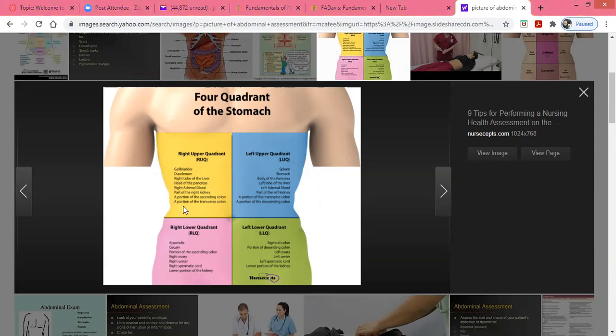Just to say, if you have a patient complaining of right upper quadrant pain and you are doing an abdominal assessment, that area will be the last area I palpate. If you palpate in that area and it causes the patient enough pain, the patient may refuse the rest of the assessment. Okay.